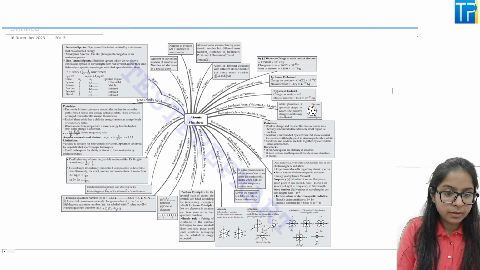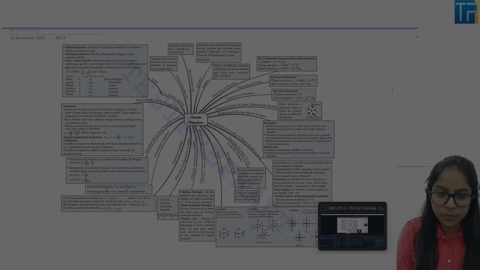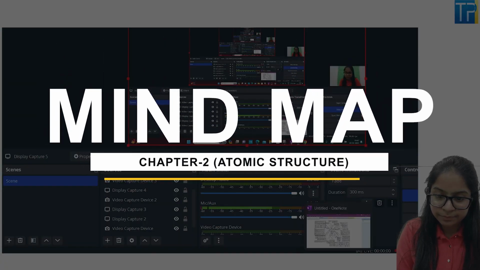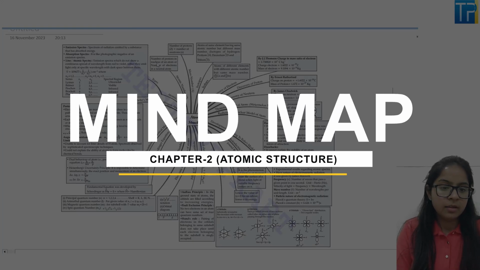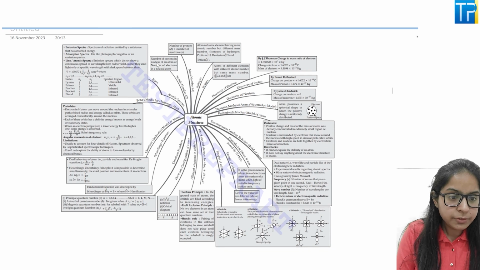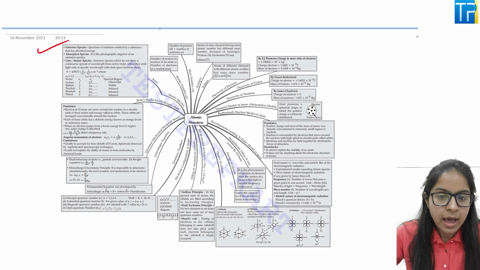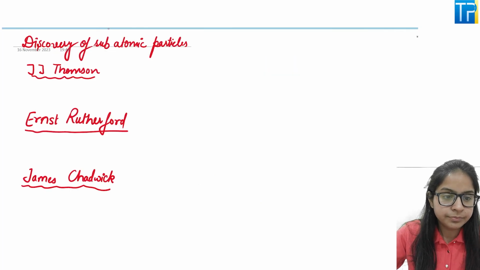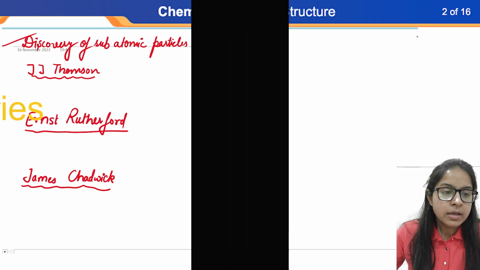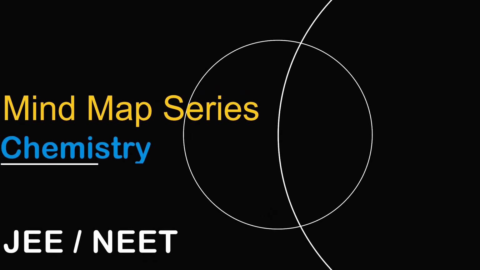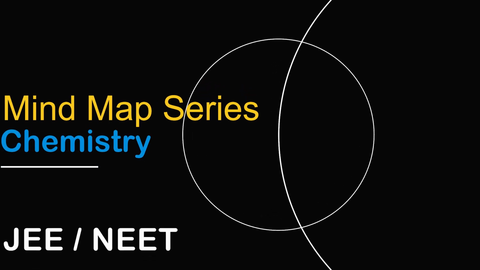Hello everyone. Today I am going to explain to you the mind map for atomic structure. I am going to explain it with the help of this mind map. From the starting, I am going to explain the discovery of some subatomic particles, like electron, proton and neutron.